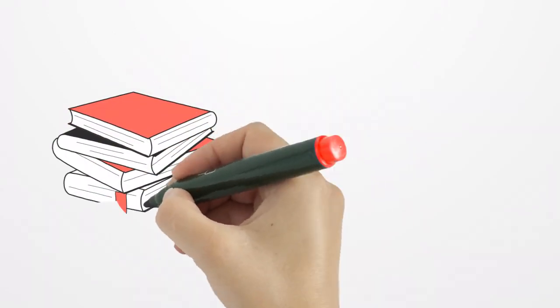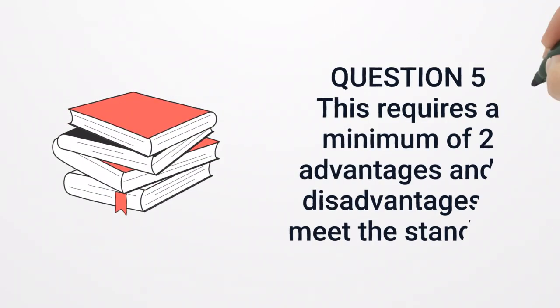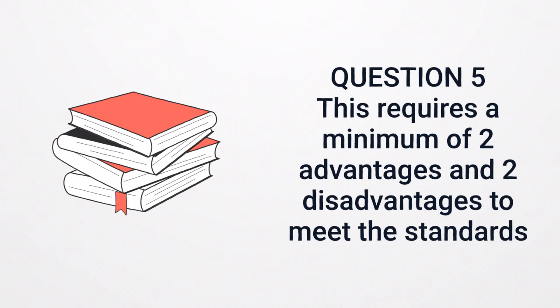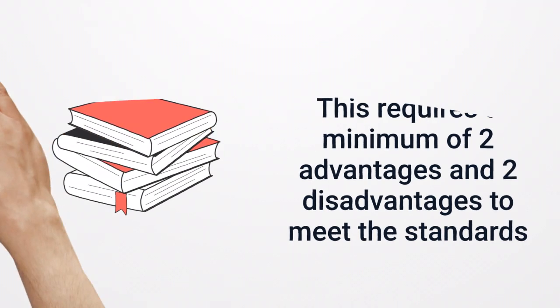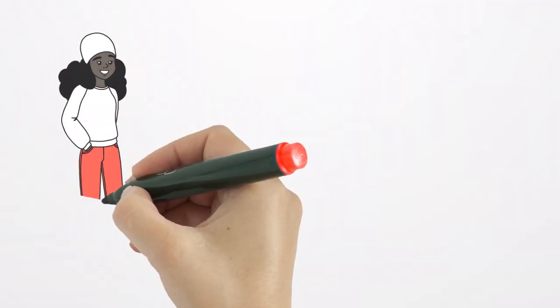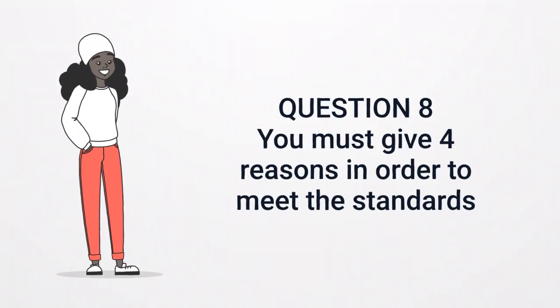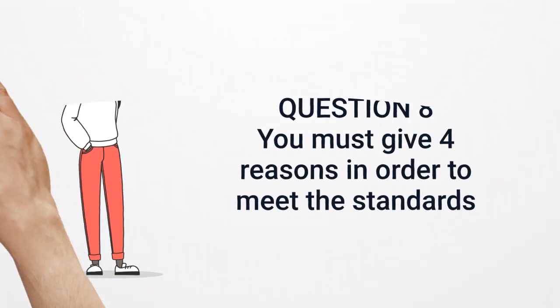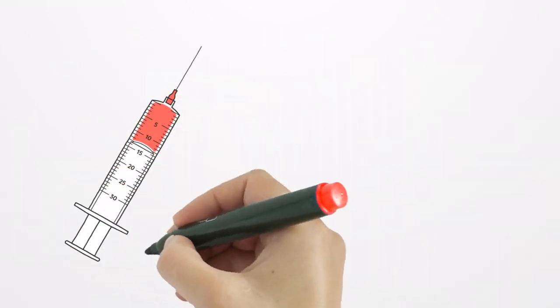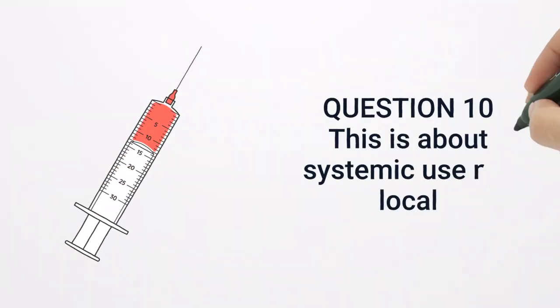Question 5 requires a minimum of 2 advantages and 2 disadvantages to meet the standards. Question 8 asks for 4 reasons. Once again, you need all 4 to meet the standards. Question 10 is specifically looking for advantages and disadvantages for systemic delivery, as opposed to local delivery.